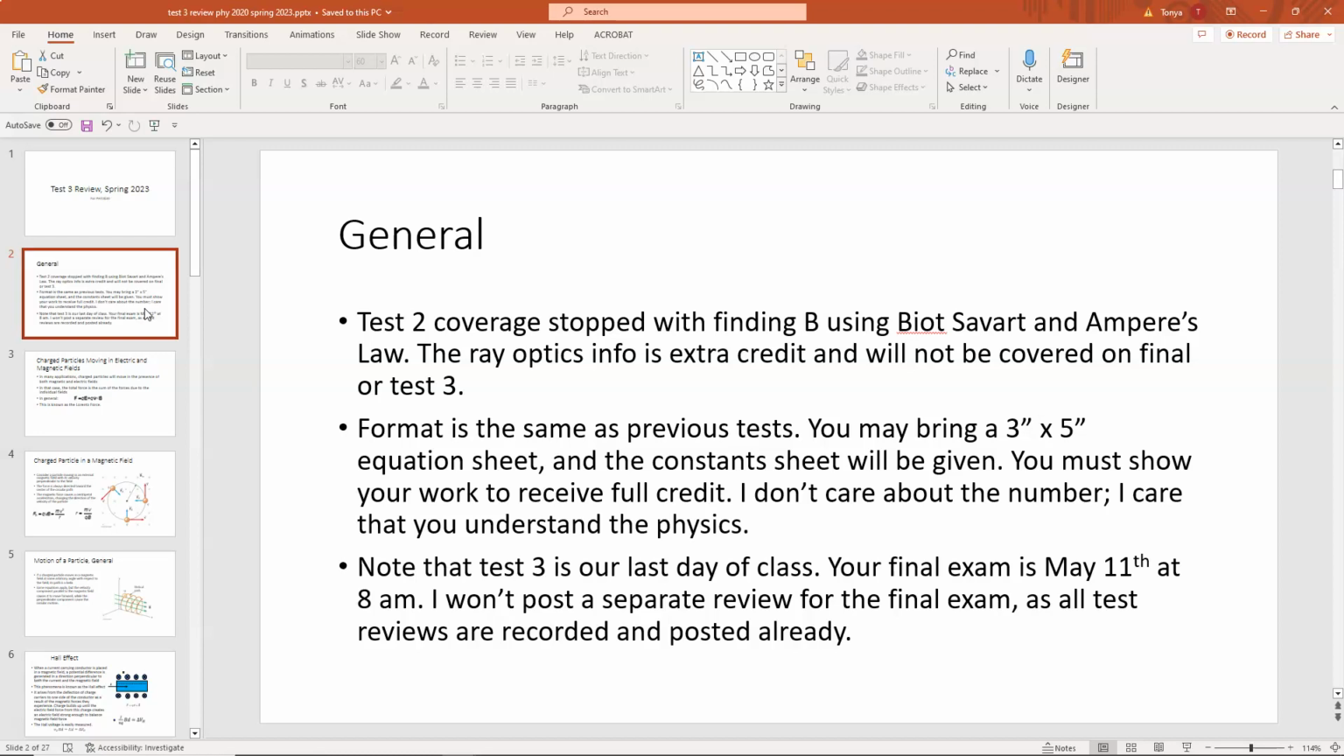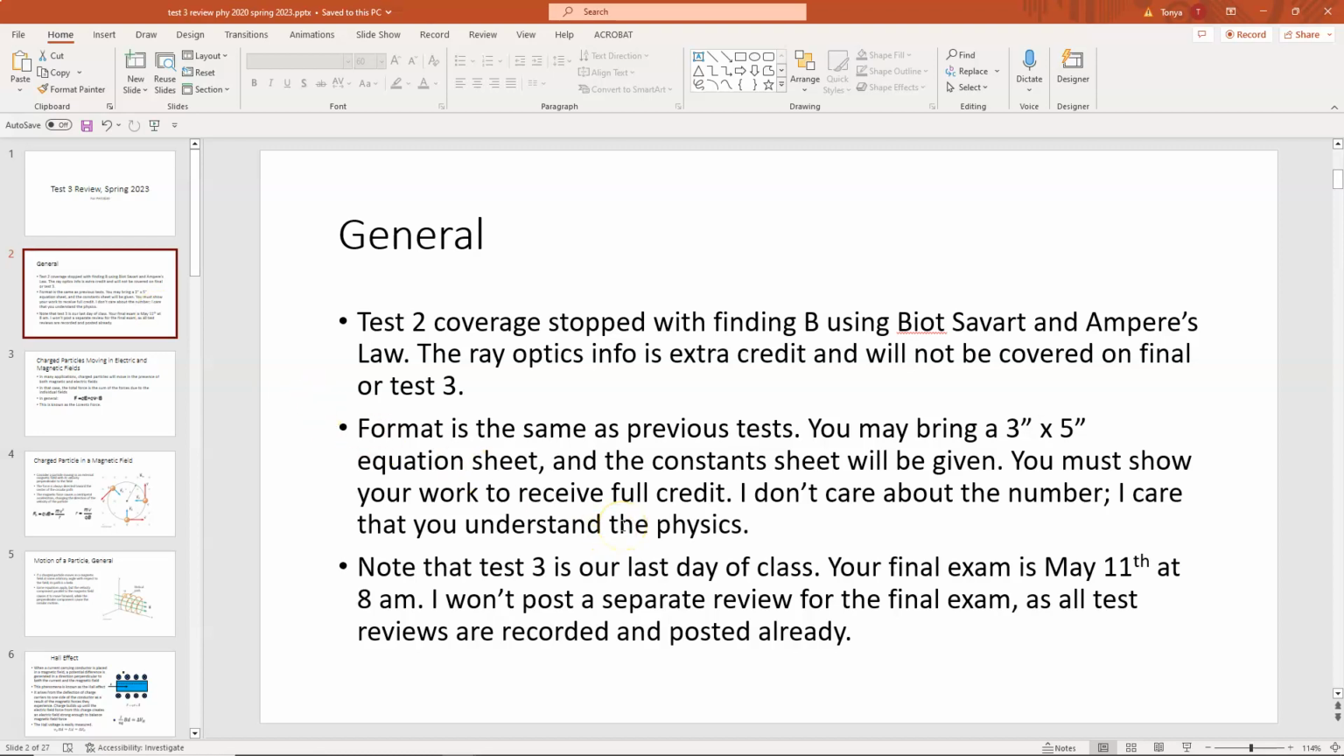Test 3 is our last day of class. Your final exam is May 11th at 8. Remember that we're not going to have any reworks on Test 3. So if you score higher on your final exam than you do on Test 3, then I'll replace that grade. But I won't do that for any other tests because you've had the opportunity for reworks on Tests 1 and 2.